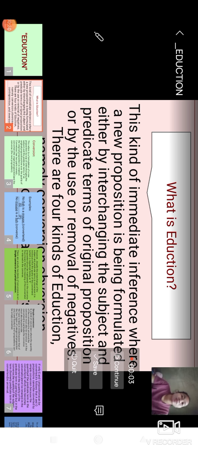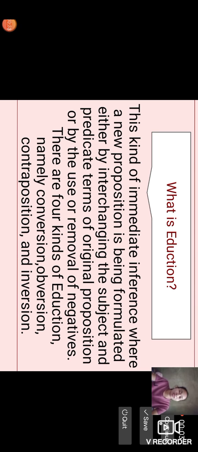Eduction is a kind of immediate inference. What is eduction? This kind of immediate inference, or a new proposition, is formulated either by interchanging the subject and predicate terms of the original proposition or by the removal of negatives. There are four kinds of eduction, namely conversion, obversion, contraposition, and inversion. So, first is conversion.